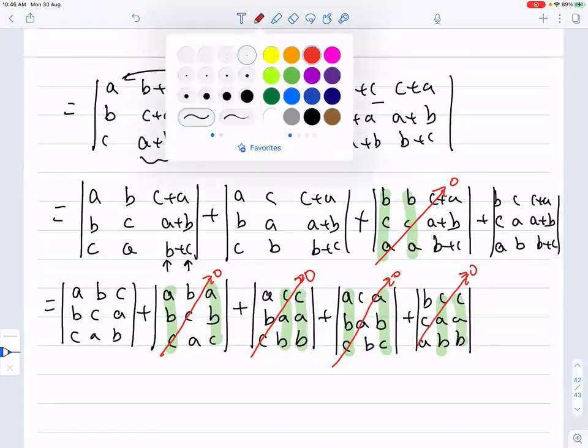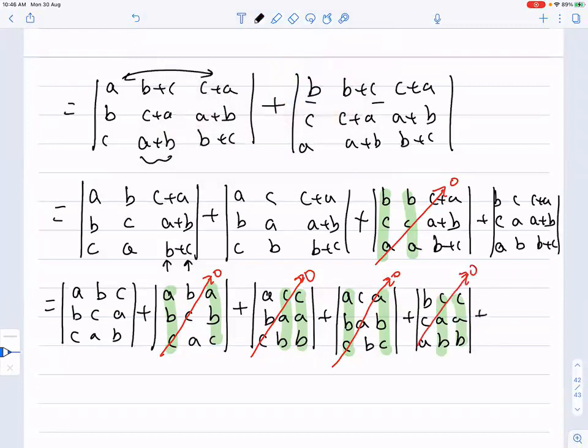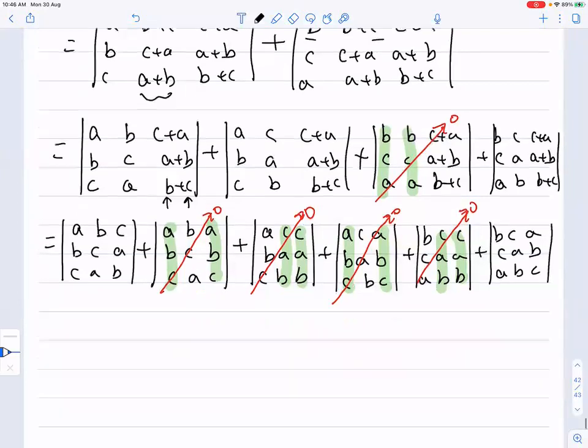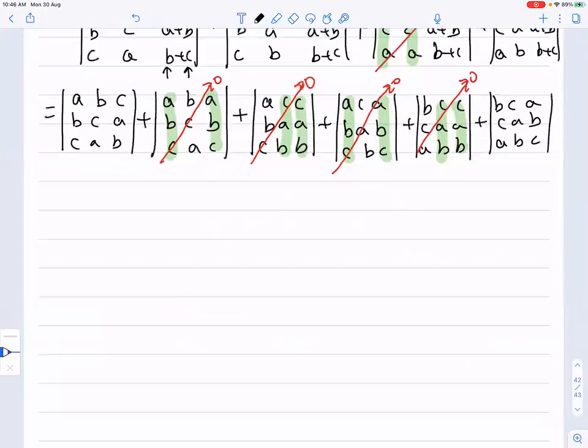Next, the last one: BCA, CAB, ABC. Correct? So all the other things are gone. Two small determinants are left out. We are going to write. See the first one, I should not touch it.